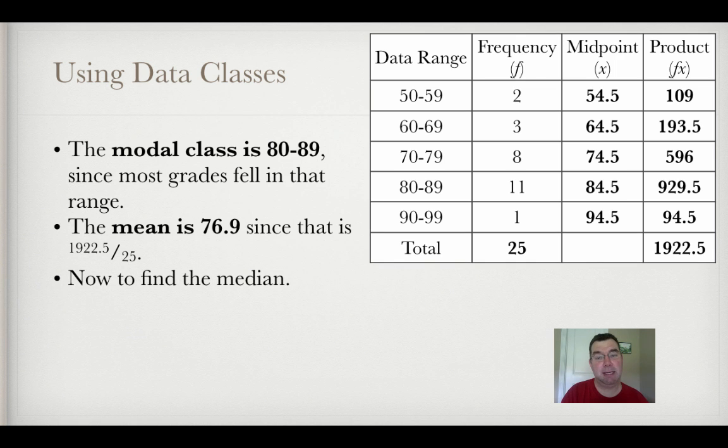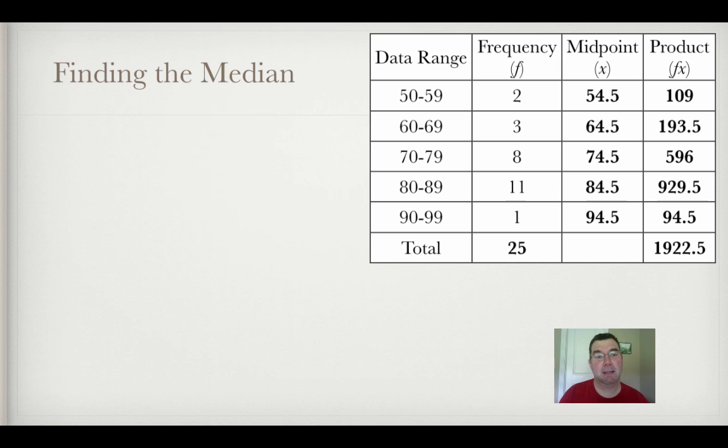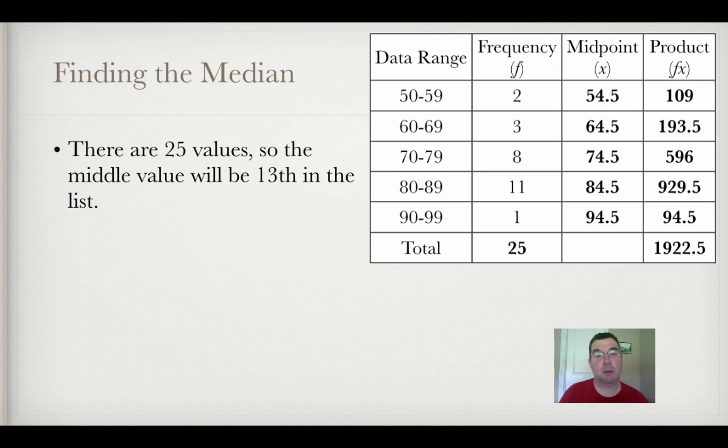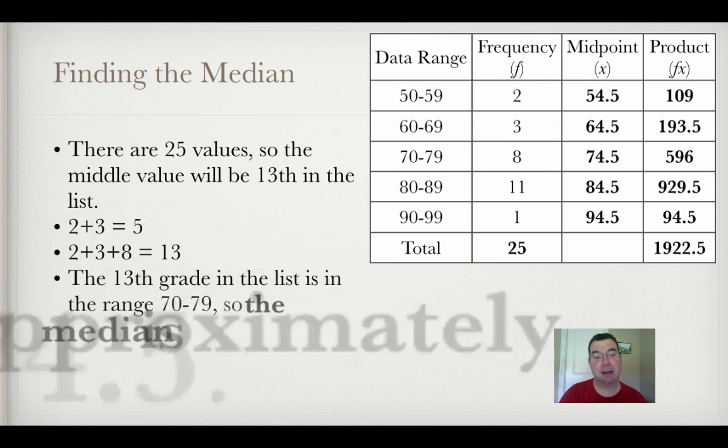Now we need to find the median. So finding the median, there's 25 values, so I'm interested in the 13th value in the list. I'm going to do the same thing with the last table that I had. If I just look at the scores from 50 to 59 and 60 to 69, that's only 5 grades, so I haven't hit the 13th grade in the list yet. If I add 8, now I'm exactly at the 13th grade. So the 13th grade must be somewhere between 70 and 79.